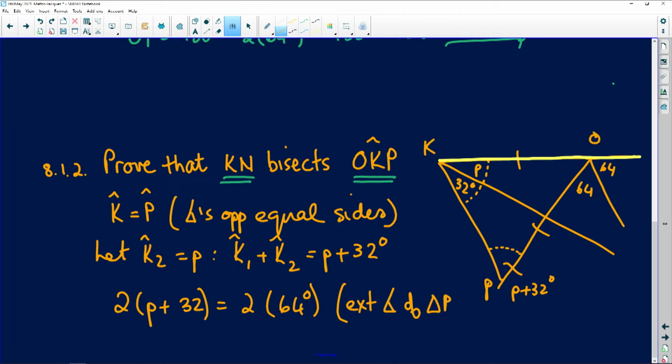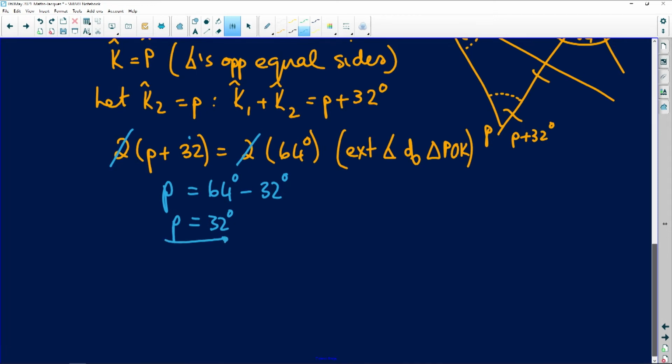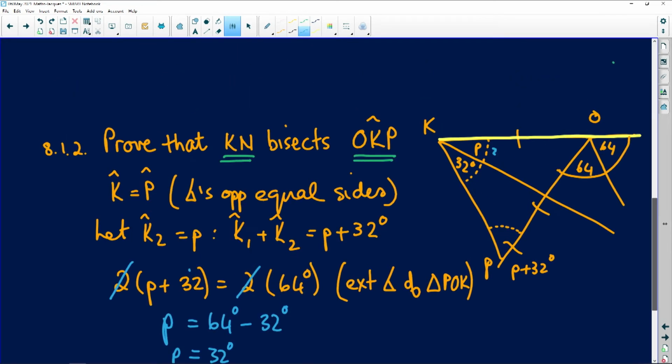So of triangle POK, the exterior angle is equal to the sum of the interior opposite angles. Now look at how beautifully this goes. The 2's cancel. P will be 64 minus 32. And just throw that over, which leaves us with a 32 for P. And that in our diagram has the implication that that is 32 degrees.